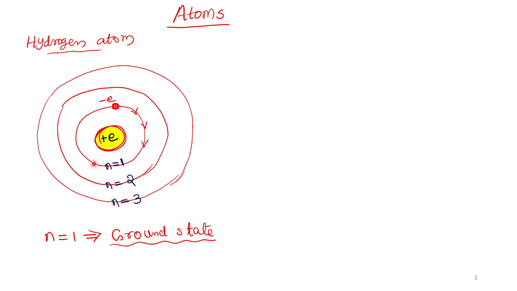At normal temperature, the electron will be there in the first energy state, first orbit. Clear? The electron will be revolving around the nucleus in the first orbit at normal temperature. At higher temperature, if the electron acquires more energy, it will go to the other energy states. Understood? So n equal to 1 is said to be the ground state.